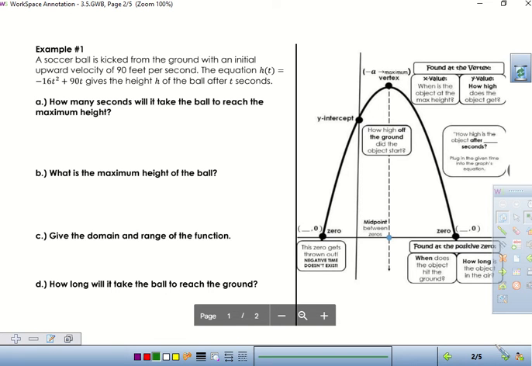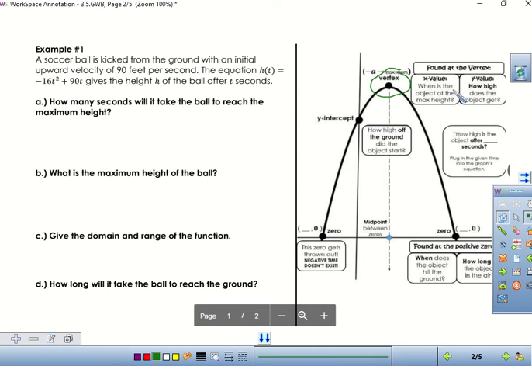All right. So it says here, they give us the equation, h of t equals negative 16t squared plus 90t. So t and x are the same thing while we get into this problem. H represents height, t represents time. How many seconds will it take for the ball to reach maximum height? So remember, maximum height occurs at the vertex, correct?